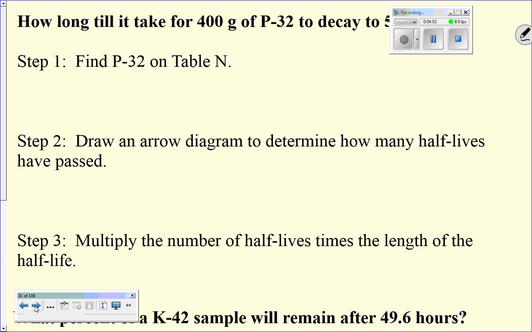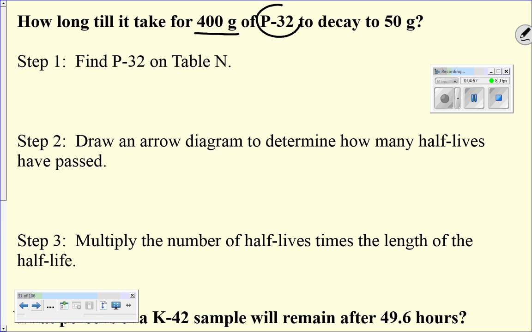How long will it take for 400 grams of P32 to decay to 50 grams? So first thing we're going to do is find the half-life of P32. That is 14.28 days. In this question, they're not giving me a total amount of time.